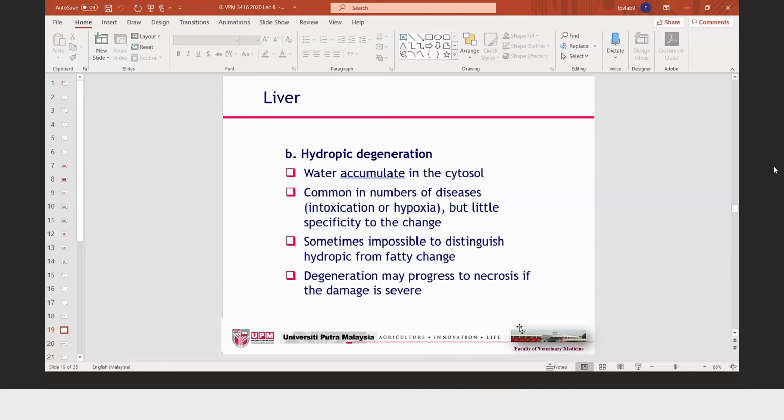remember that in the stratified squamous epithelium, the stratum spinosum, when there is an infection with foot-and-mouth disease virus, it leads to hydropic degeneration. In this case, in many instances, the degeneration is reversible. But if the condition progresses, it will lead to necrosis, and that necrosis might lead to severe damage of the organ.